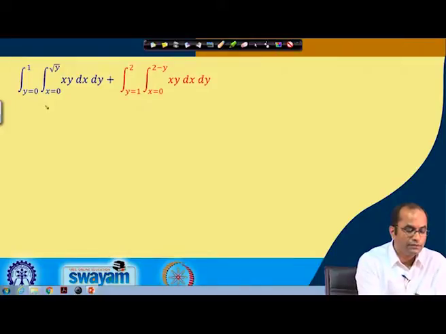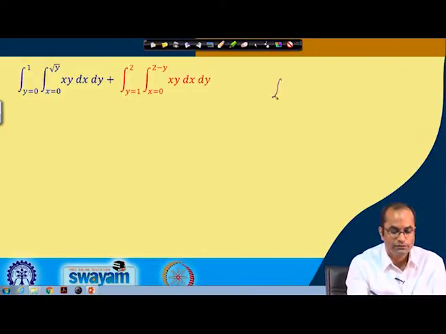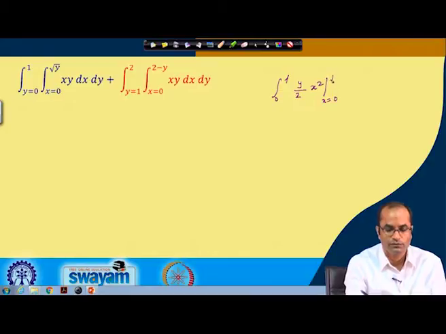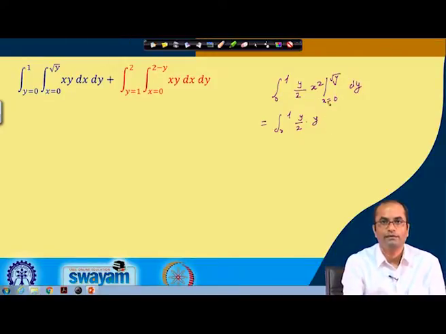Considering the first integral here, y goes from 0 to 1 and x goes from 0 to square root y. So, with respect to x, when we integrate, this will be x square by 2, and we have to put the limits for x, 0 to square root y, and this is dy here. So, 0 to 1, and we have y by 2, x square will become y again when we put this square root y and minus 0. So, we have y and this dy.